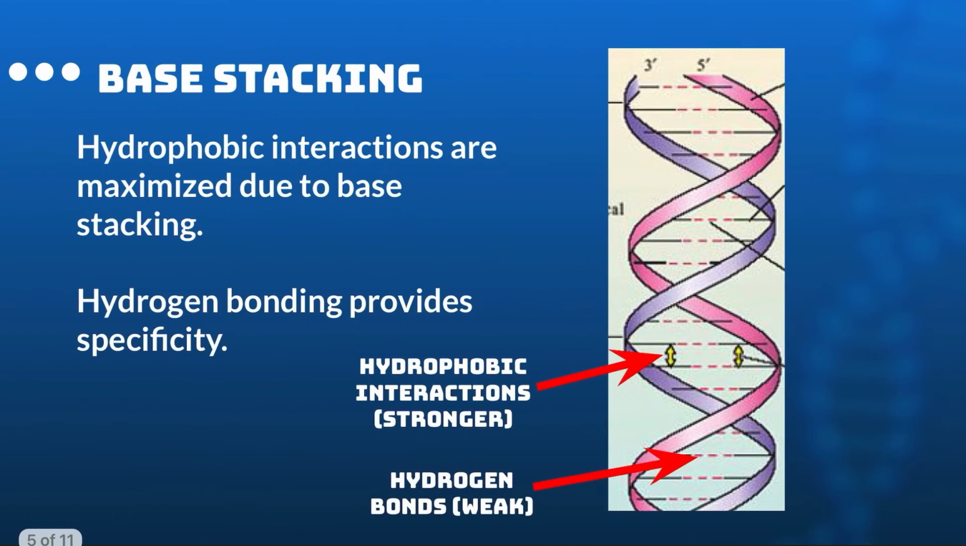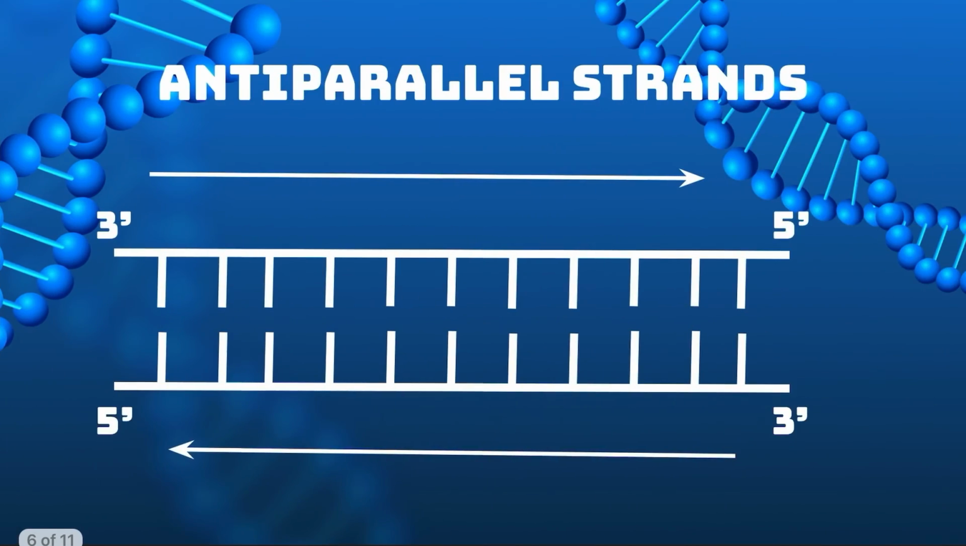Hydrogen bonds hold these nitrogenous bases together, but they're weak and aren't the main force joining the 2 strands of DNA. The main force which holds and stabilizes these bases together to form the double helix are hydrophobic interactions, which are maximized due to the base stacking. Hydrogen bonding provides specificity.